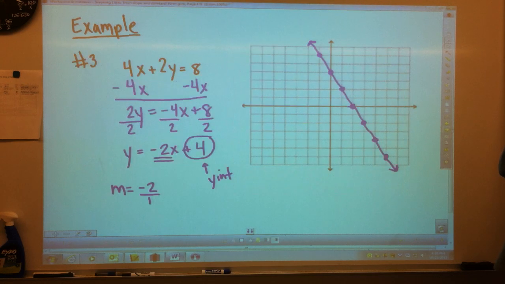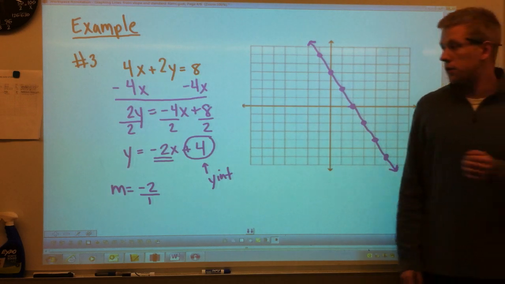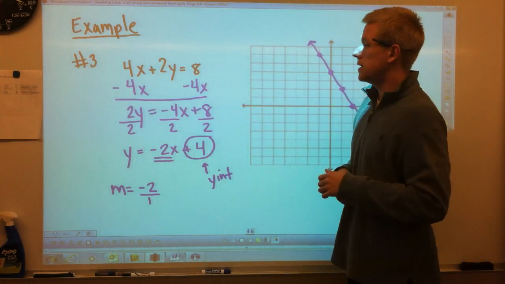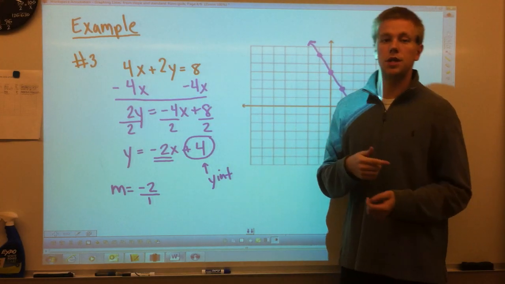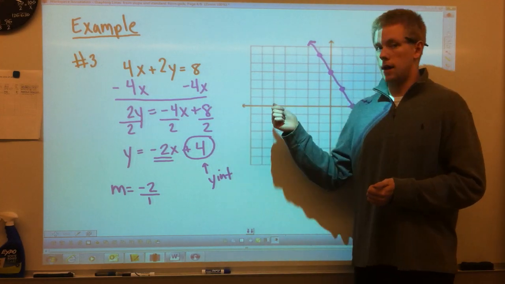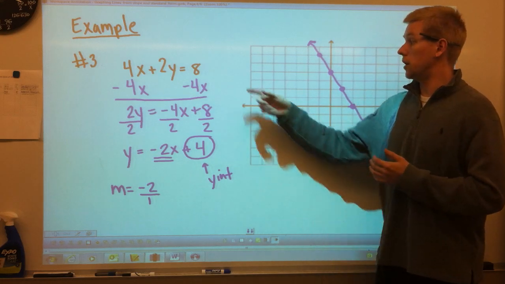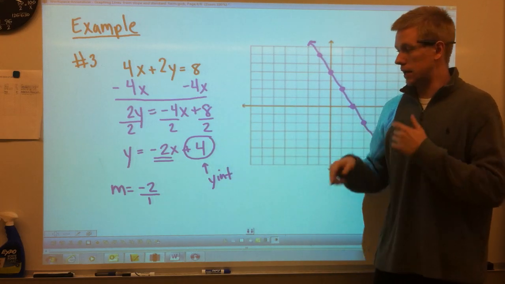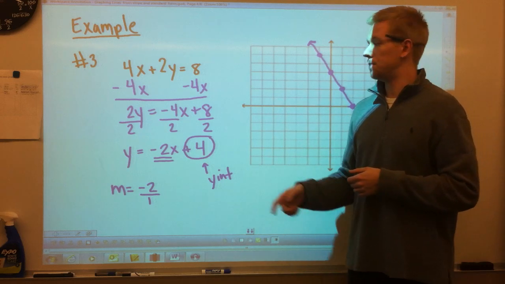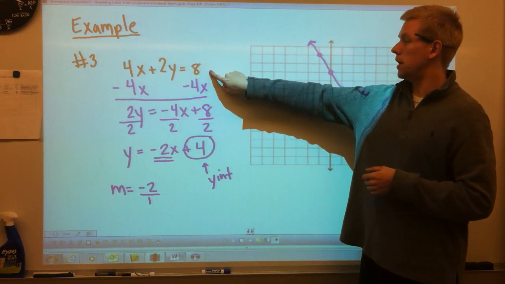Number 3 is standard form. It is 4x plus 2y equal to 8. Yesterday we talked about changing standard to slope-intercept. Now you have to show it and then be able to graph it. So we're taking it a step further from yesterday. Okay, so we got 4x plus 2y equal to 8.